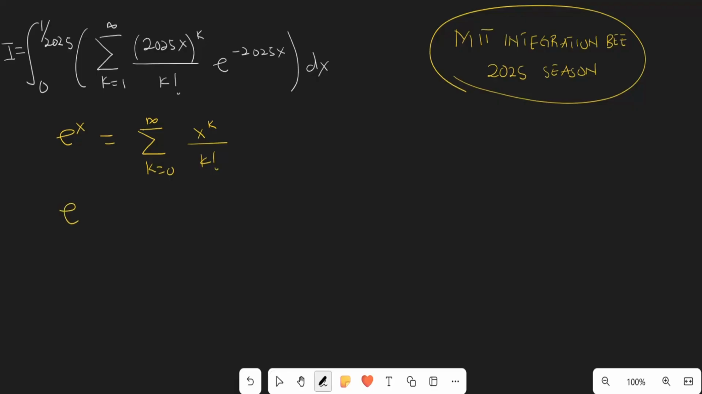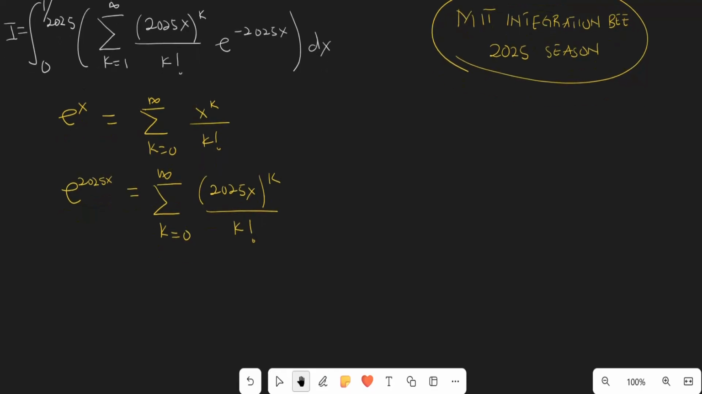So if we have e raised to the power, let's say 2025x here, nothing changes. So this is just going to be the summation from k running from 0 to infinity of 2025x, all this raised to the power k divided by k factorial, right? This is how this one can be expressed in terms of the Maclaurin series expansion. And really, if you let k be equal to 0, 1 raised to the power 0 is going to be 1 over 0 factorial, which is 1.